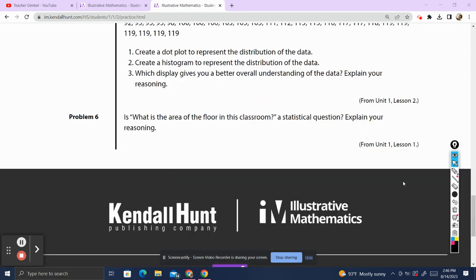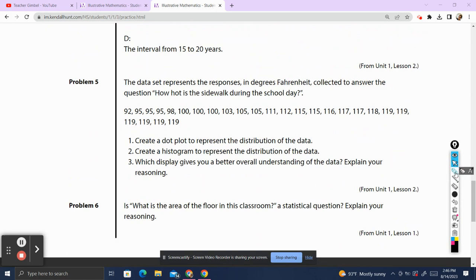Now we're on to problem number 5. 2 questions left. We're almost done. Let's go. The data set represents the responses in degrees Fahrenheit collected to answer the question, how hot is the sidewalk during the school day? So here's all of our data. It's pretty hot. And it's all in order, which I like. Create a dot plot to represent the distribution of our data. Create a histogram to represent the distribution of the data. Which display gives you a better overall understanding of the data? Explain your reasoning.